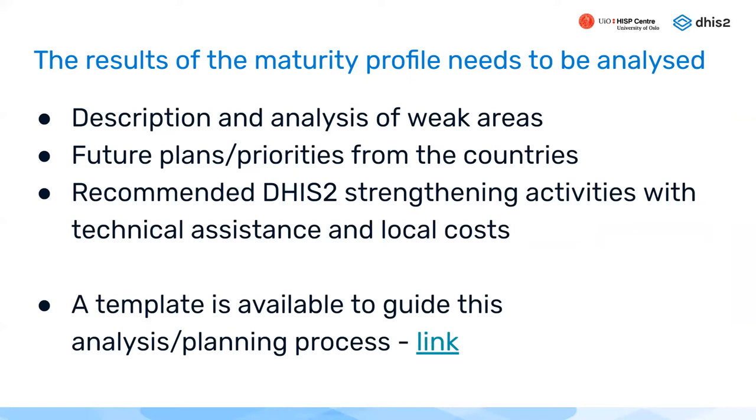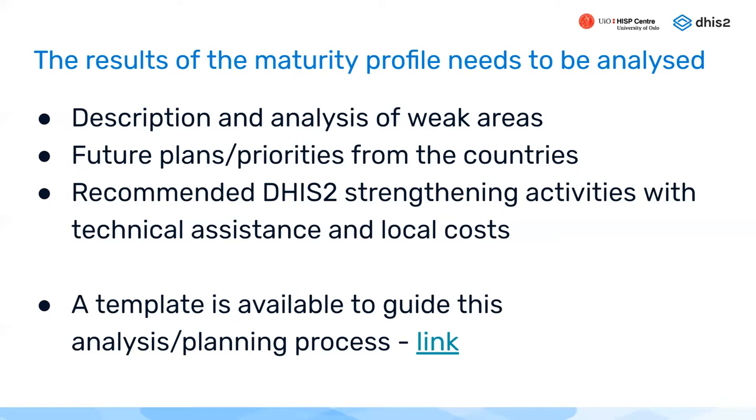And then the idea is to look at what specific activities we should do to strengthen this DHIS2 implementation, based on the weak areas and the future plans. So along with the assessment, we developed this short template for making a DHIS2 strengthening plan, which goes hand in hand with the assessment itself. The idea is you look at the status, you look at the plans, and you identify what should be the priority in the next year or two.